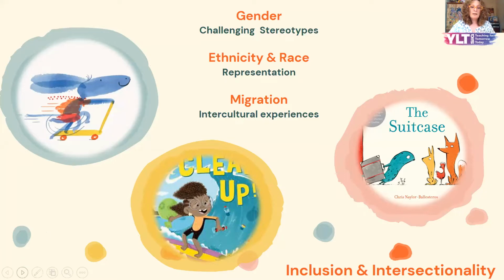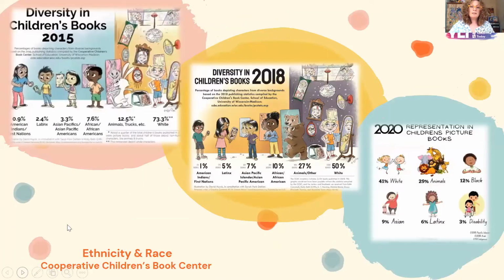And this is an important infographic I would like to share for us as teachers to pay attention to the importance of choosing picture books. These infographics are taken from the data collected by the Cooperative Children's Book Center in Wisconsin. And they work with diversity in children's books related to ethnicity and race particularly.